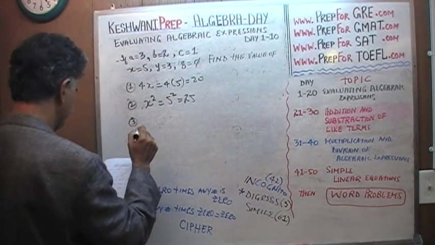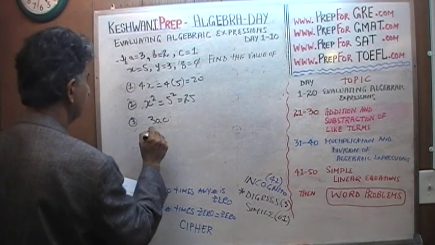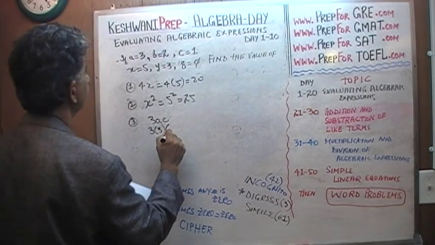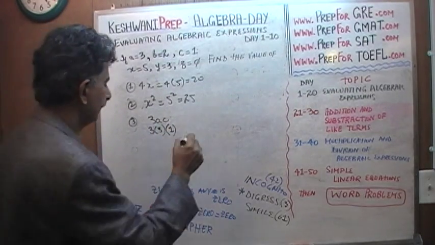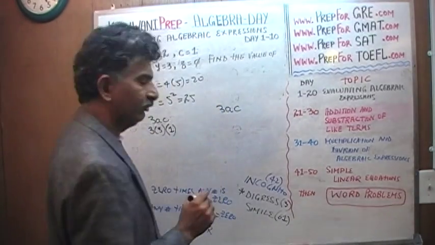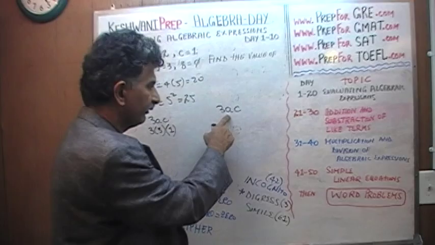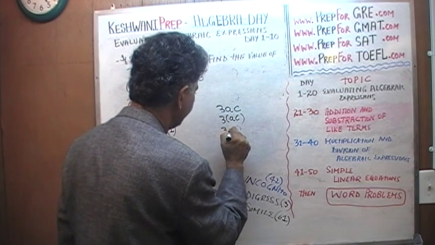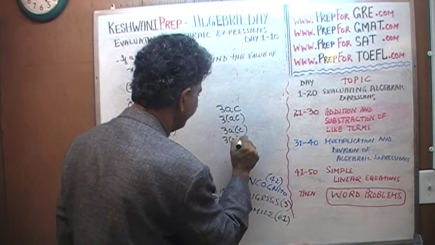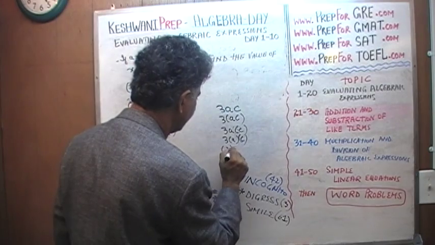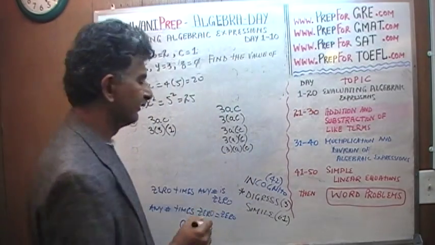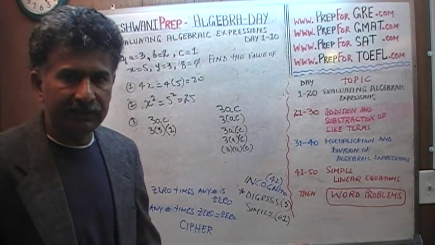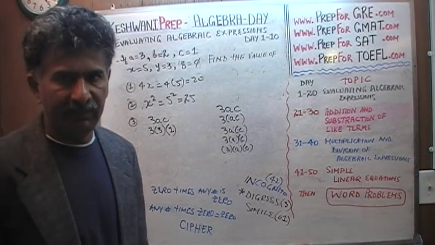Number 3. 3 times a times c. 3 times a, which is 3, times c, which is 1. Writing 3ac like this means 3 times a times c. You can write it like this, or like this, or like this, or many other ways. They all mean the same thing. These are not different things. These are all the same thing. They all say multiply 3 by a by c, whatever the value of a is, whatever the value of c is.